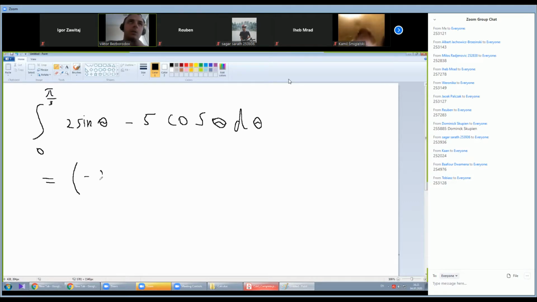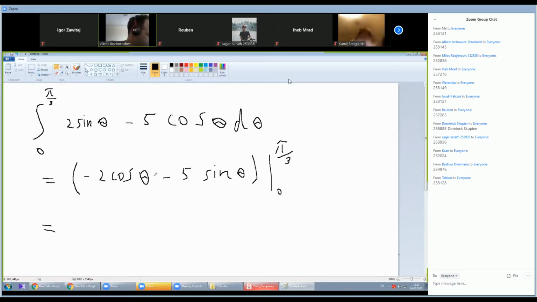So it's going to be minus 2 cosine of theta. The derivative of cosine is minus sine, so here you have no minus, so you need a minus here. Then we have minus 5, and the antiderivative of cosine is sine, so minus 5 sine of theta. And that's it. This is our antiderivative. And then the limits of integration here. Okay, and now we compute.